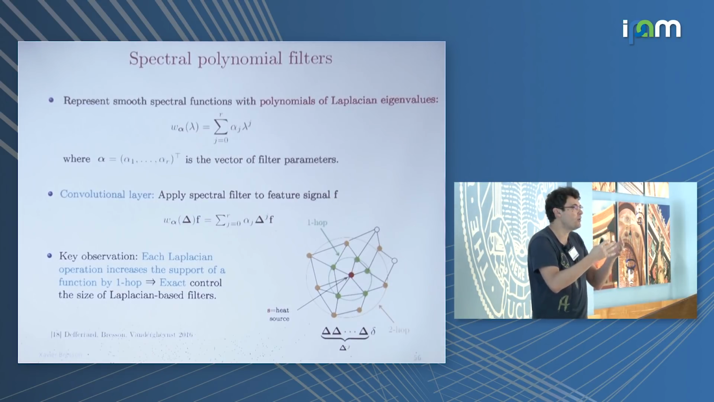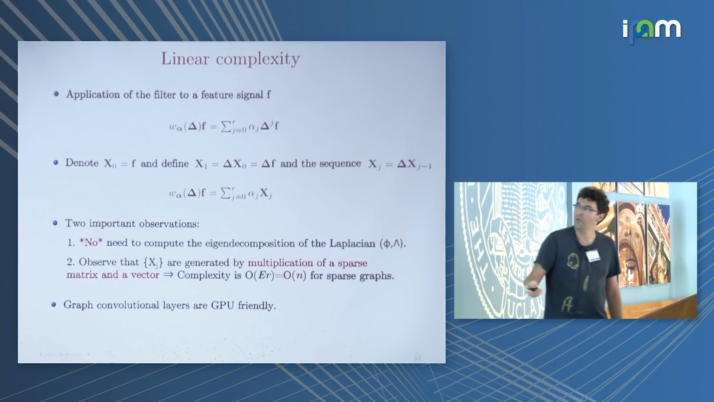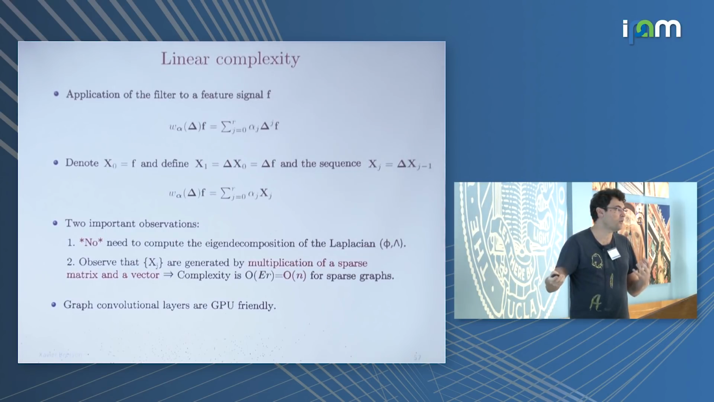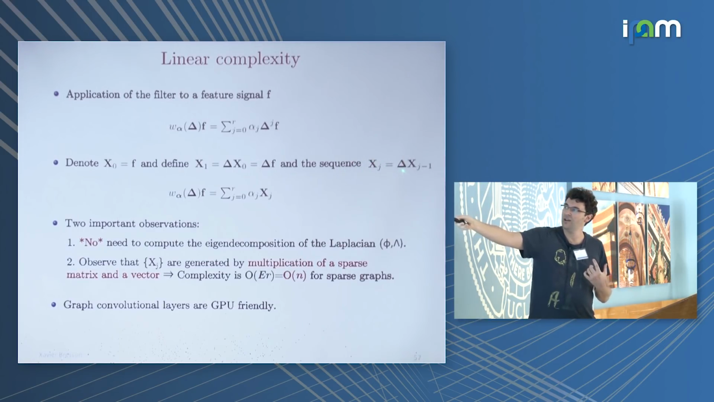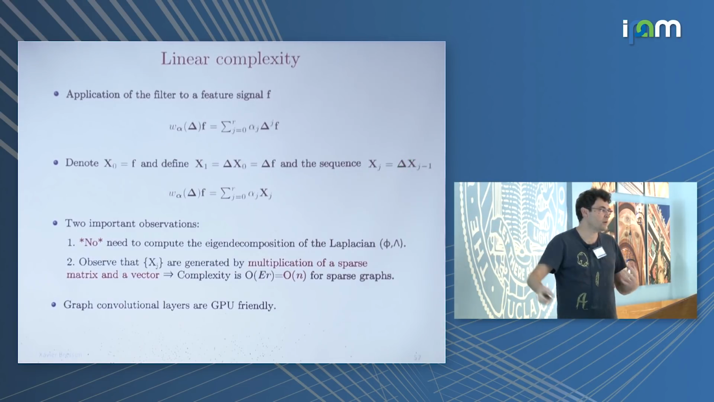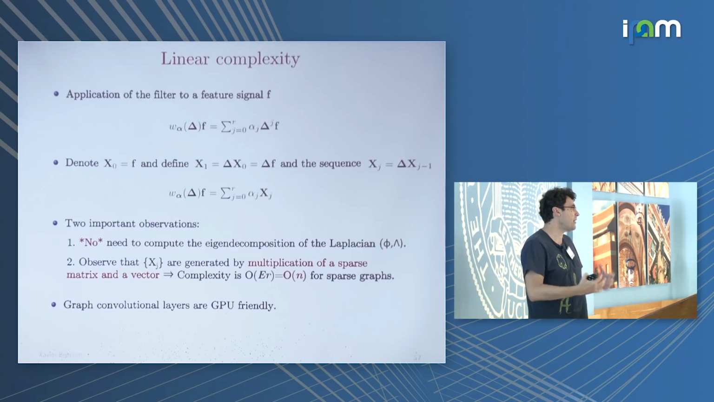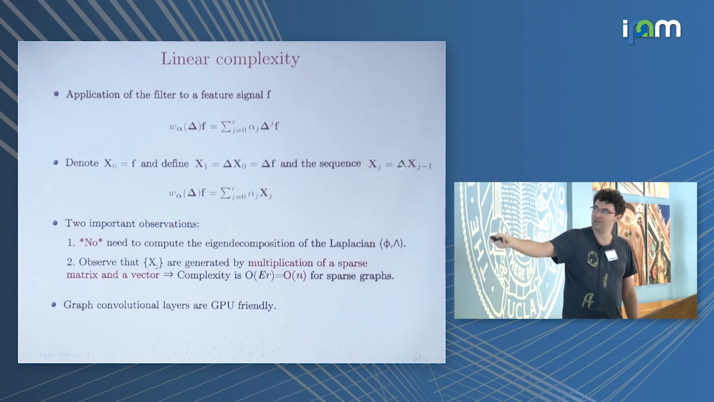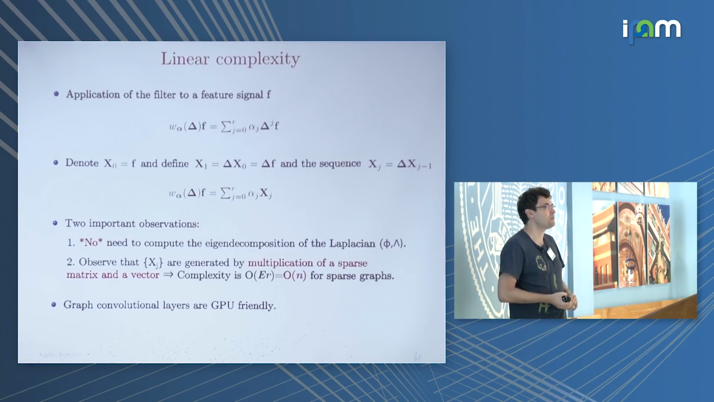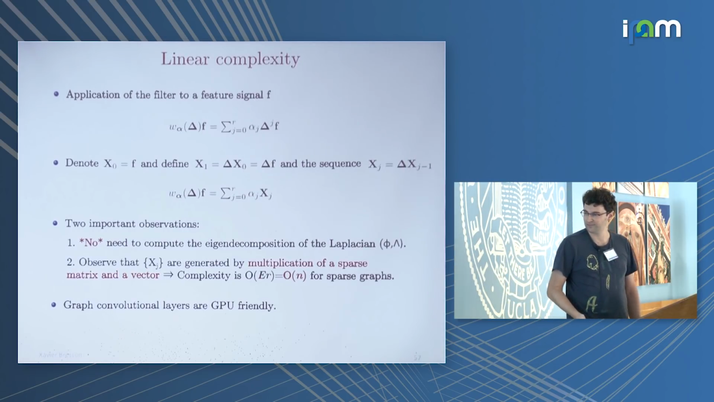So you can get an exact control of the size of your support. More importantly, you can get linear complexity for convolution. How you see that is basically, so this is the convolution with f. At the end, you need to solve this sequence of operations, which are basically multiplying the Laplacian by a vector. But remember, the Laplacians in the real world are very, very sparse. They can be very huge matrices, but they are really, really sparse. And for a sparse graph, the complexity is the number of edges, which is basically the dimensionality of your input data. And we can see that in the experiments.